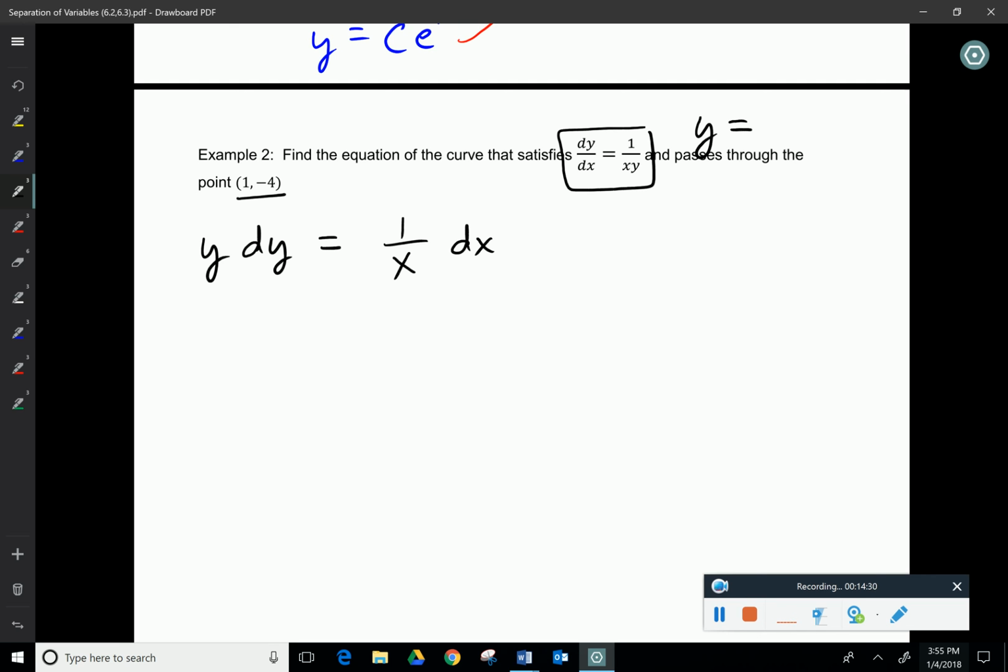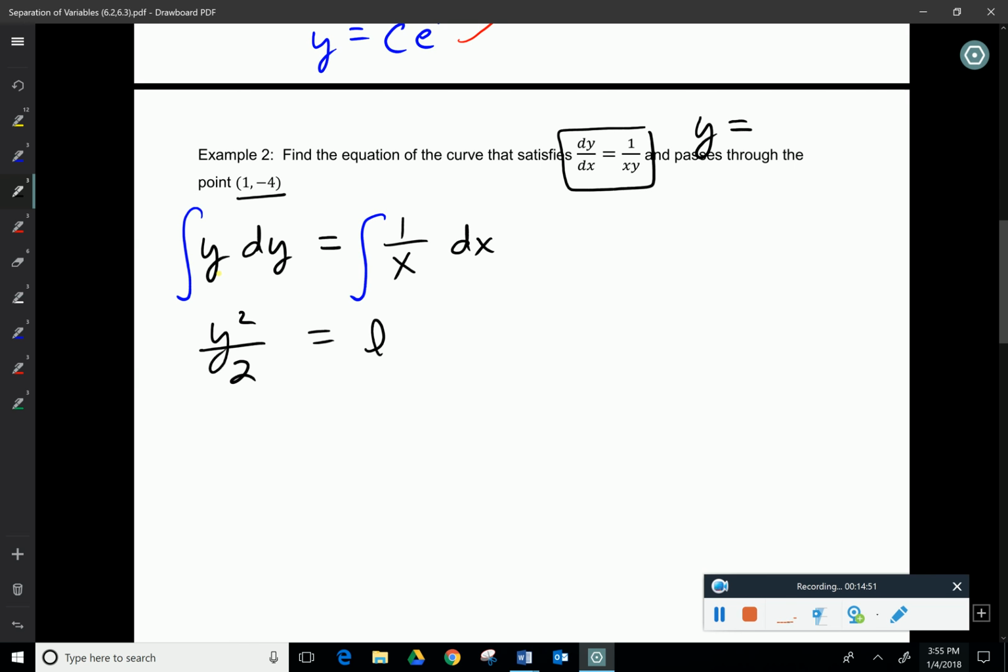Remember, the second step is to integrate both sides. Okay, so if I integrate the left side, well, the integral of y is y squared over 2. And remember, instead of writing plus c, I'm just going to combine that plus c with the plus c I get over here on the right side. So the integral of 1 over x is natural log of the absolute value of x. And then I'll put my plus c.